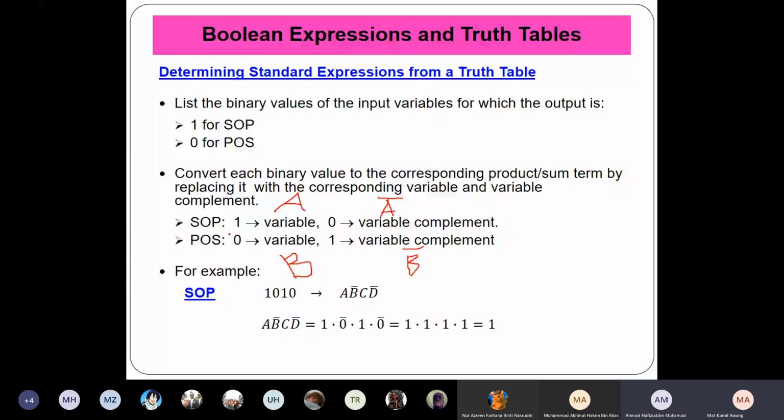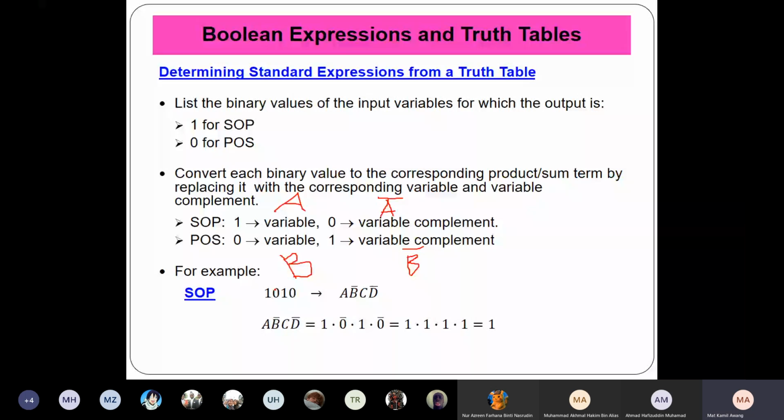If it's 1 in SOP, the variable is used as is, 0 is the complement. For POS, 0 is the variable, 1 is the complement. So this is in the equation. This one is the term. You select the term which equals 1 for SOP to be included into the Boolean expression. For POS, you find the 0s to be included into the Boolean expression.